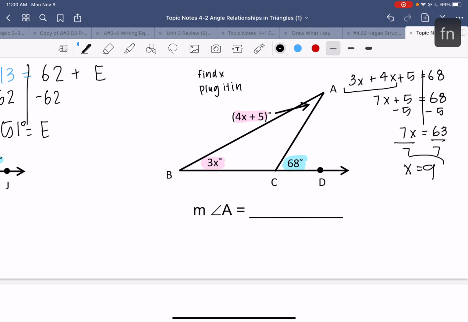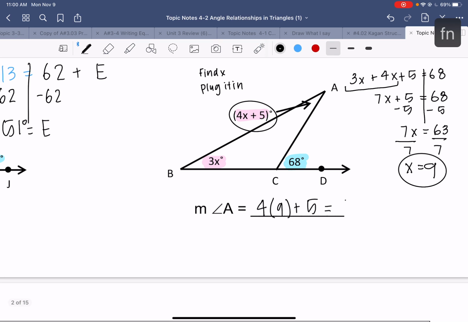All right, so if x equals 9, then in order to find what our value of angle A is, I'm going to plug it into that angle. So 4 times 9 plus 5. And you should get 41 degrees.